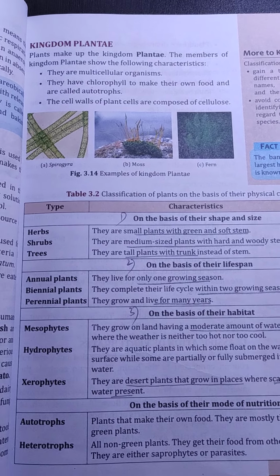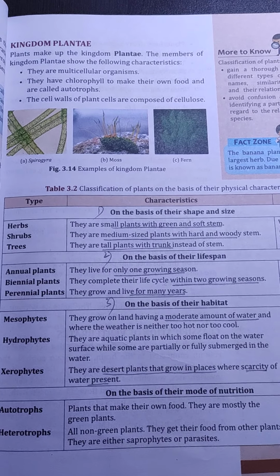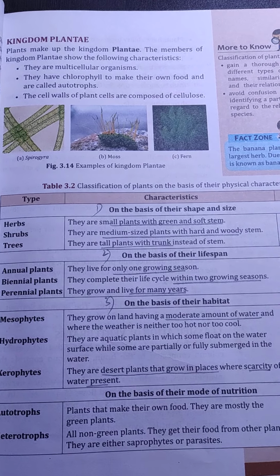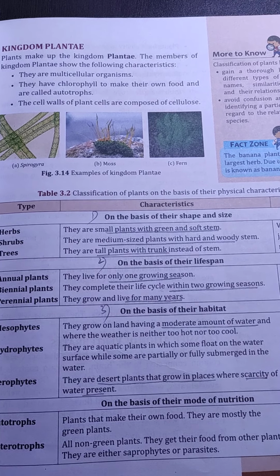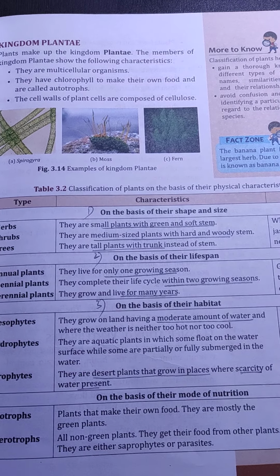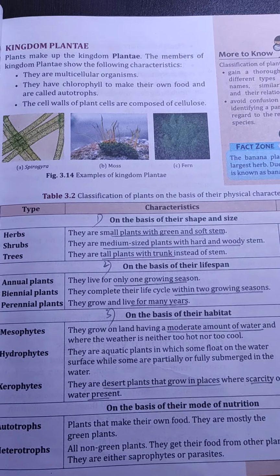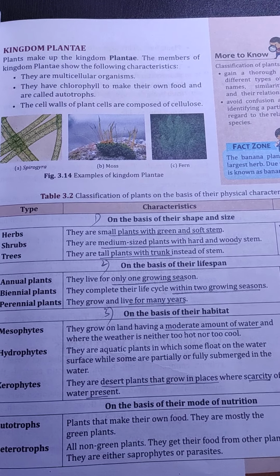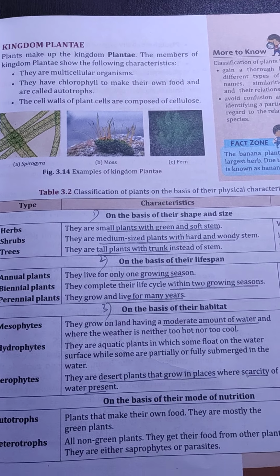Mesophytes grow on land having a moderate amount of water and where the weather is neither too hot nor too cold. Whereas hydrophytes are aquatic plants, in which some float on the water surface while some are partially or fully submerged in the water. Xerophytes are desert plants that grow in places where scarcity of water is present. Meso means moderate amount of water. Hydro means water, so aquatic plants. Xerophytes means where scarcity of water is present. In this way you can memorize these terms.